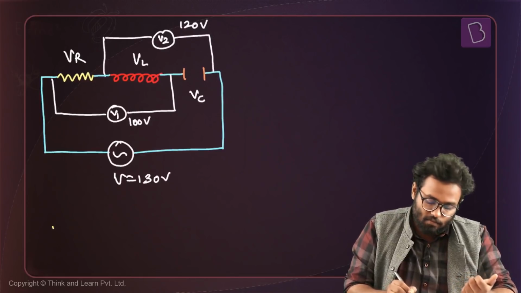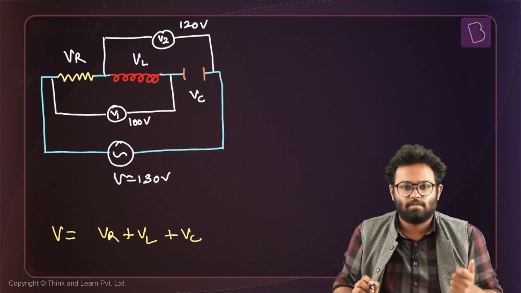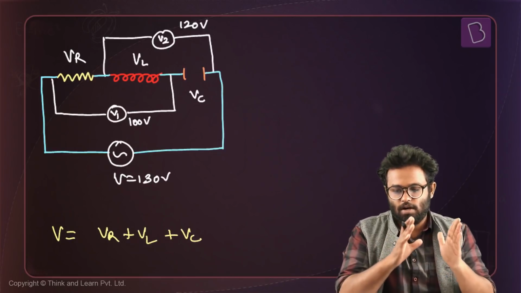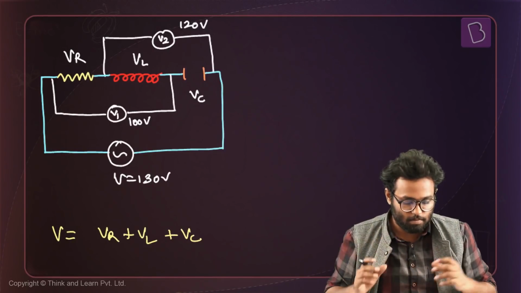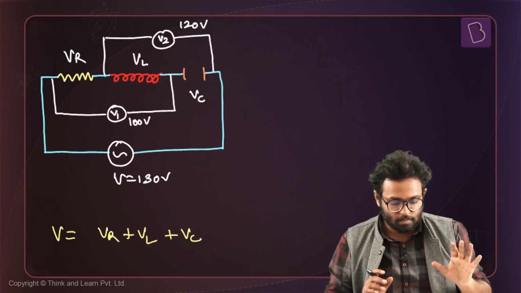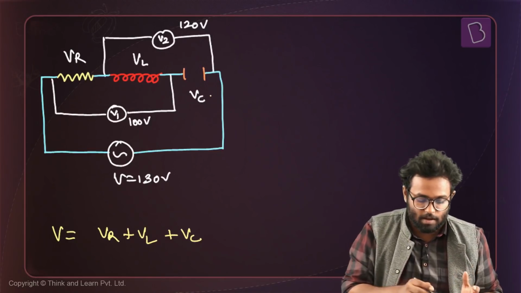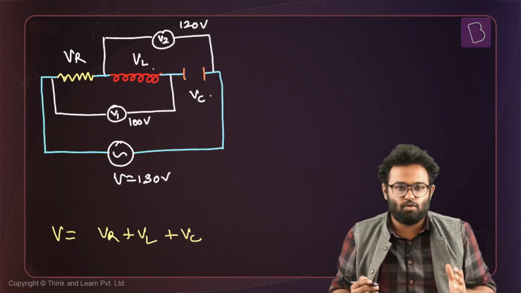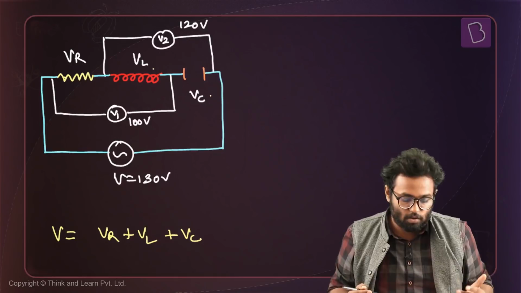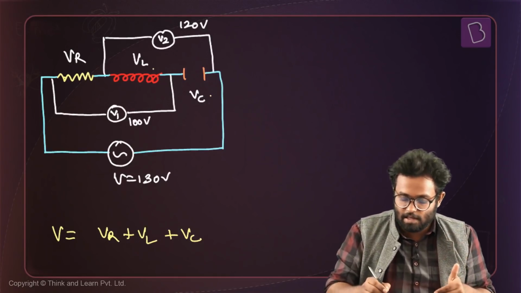Can't I just say that V is equal to VR plus VL plus VC? That's how we do things, right? The total potential difference should add up to the potential difference of the battery, because that's providing all the potential differences. Since VL plus VC, VR plus VL, and V are known to me, I could find all of them individually.